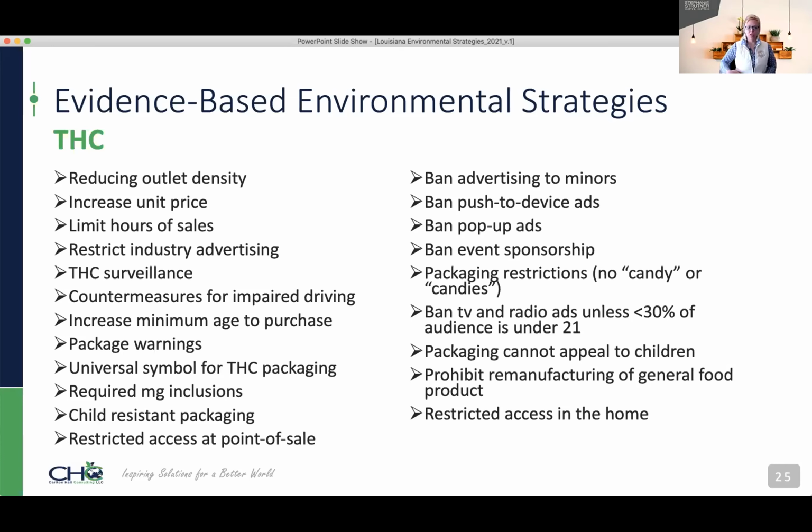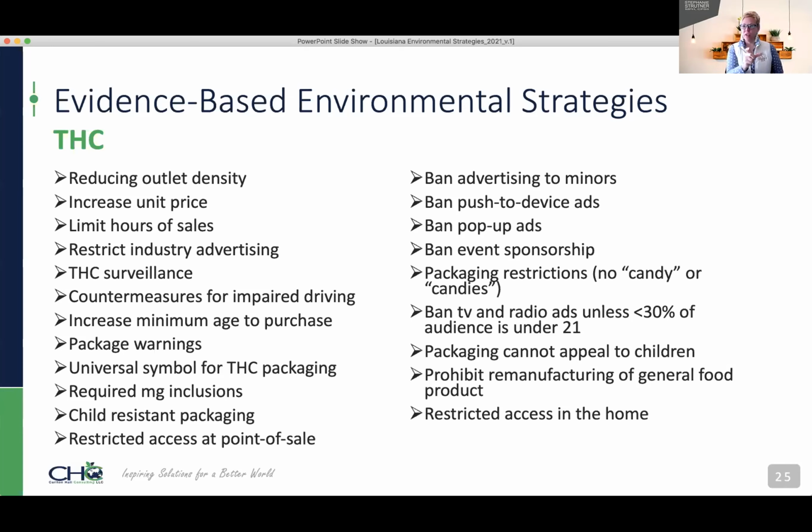having child-resistant packaging and restricted access at point of sale, banning advertising to minors, banning push-to-device ads, banning pop-up ads, banning event sponsorship, or having packaging restrictions to where the supplier couldn't use the word candy or candies, banning TV or radio ads unless less than 30% of the audience is under 21. Making sure the packaging cannot appeal to children.